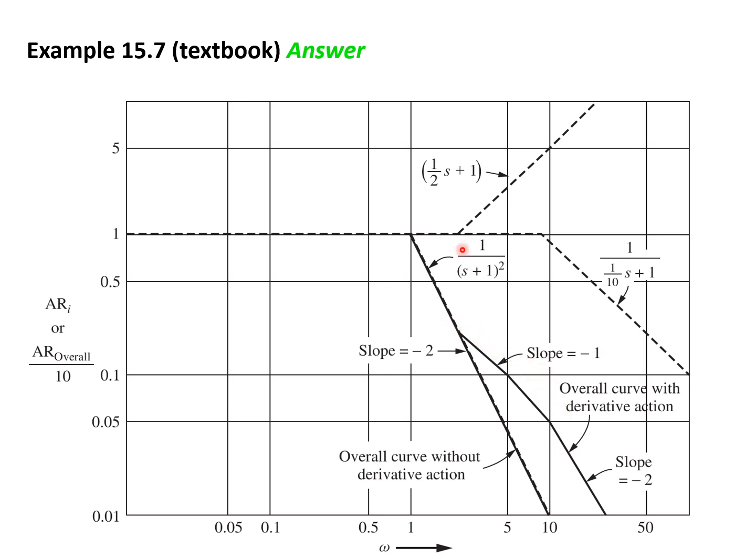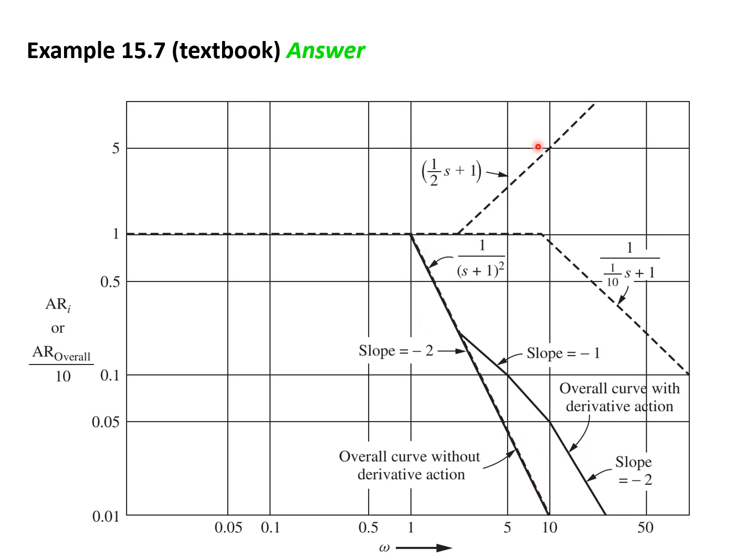From here to here, at 10, it becomes another -1. So you have -2, +1 becomes -1, and then back to -2 here, because this one becomes -1. So this overall is just this one here, here, and here. That's how easy it is when we plot using the asymptotic plot. It's just a matter of getting the corner frequencies and adding on the different gradients at different points. So this is the overall curve with the derivative action.